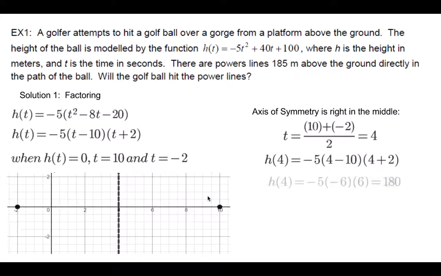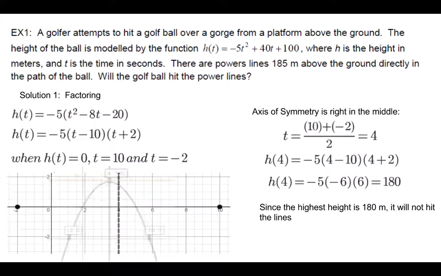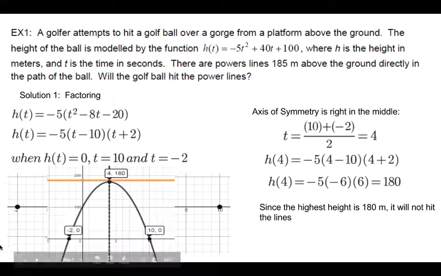Now if you sub in 4, you can get the vertex at 180. And so you realize that this thing's only going to go up to 180, so it's not going to hit those power lines. Okay, you can see the visual here. It's only going to go up to a height of 180. This orange line is at 185.